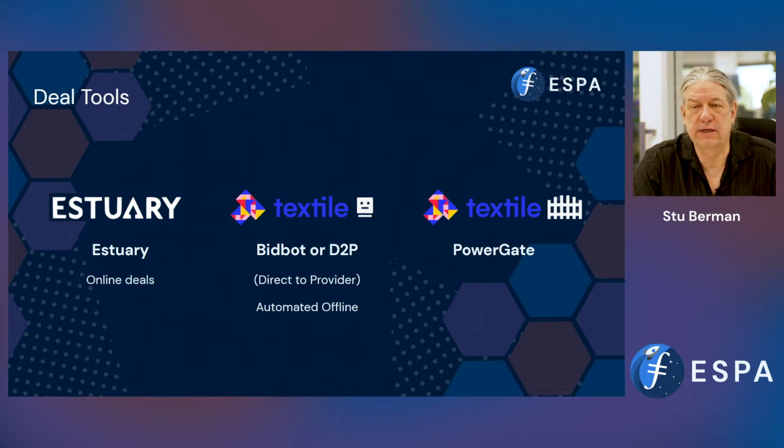Today, the deals have an expiration date that has to be manually renewed. In the case of Textile, they have a process called direct-to-provider, or D2P. This is a variant on the auction system of the BidBot client. Storage providers can use this D2P process to distribute replicas of deals that they are processing for their customers. So in this case, the storage provider is actually acting on behalf of a customer and sending additional deals out to other storage providers now that they've got the first copy.